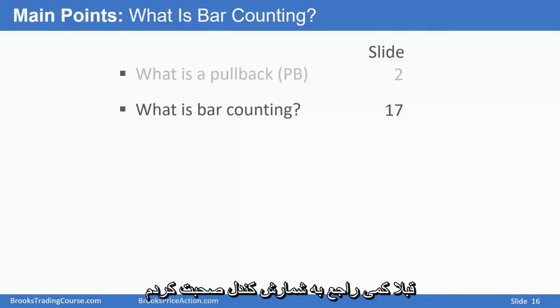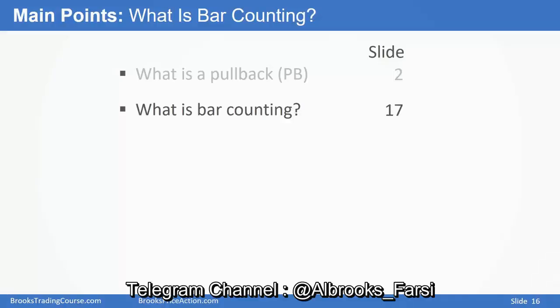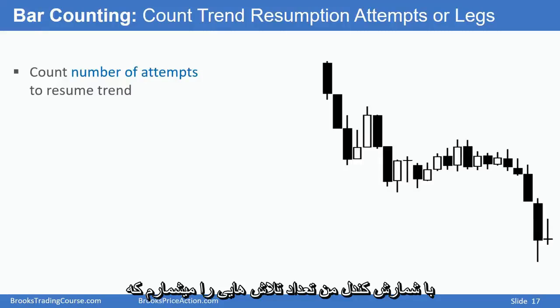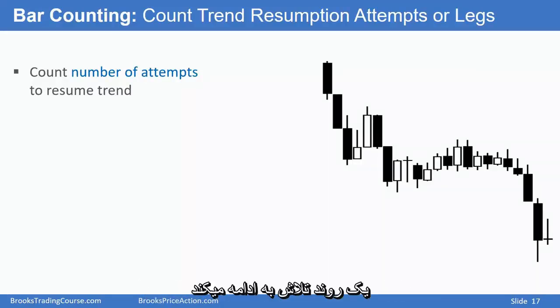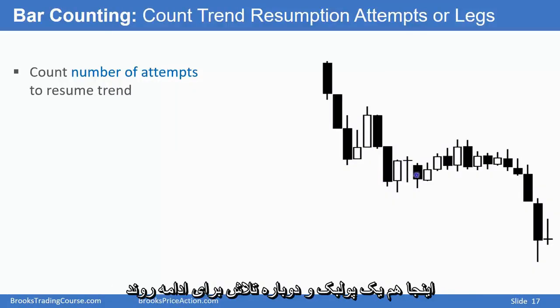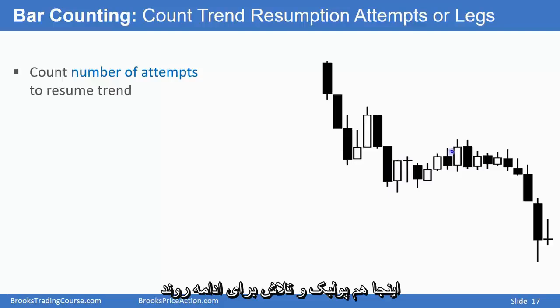I've already talked some about bar counting, and I'm going to talk more about it now. With bar counting, I count the number of attempts a trend tries to resume. So here we pull back, trend tried to resume. Here we pull back, trend tried to resume. Pulled back, tried to resume.